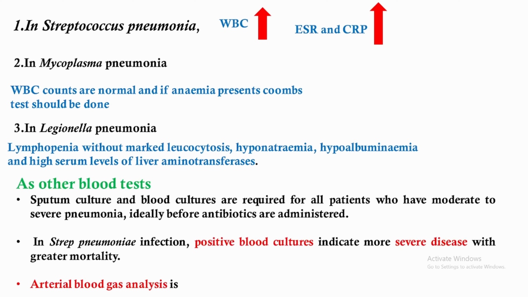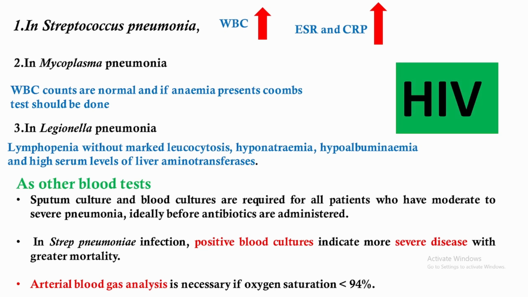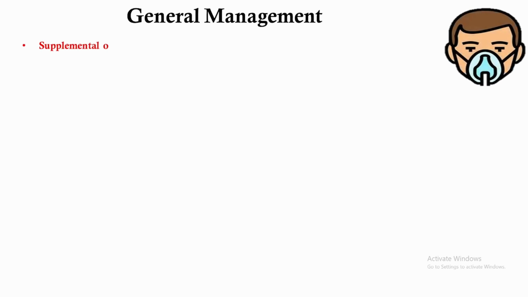Arterial blood gas analysis is necessary if oxygen saturation is below 94%. An HIV test should be offered to all patients with pneumonia, since it is a common initial presenting illness in previously undiagnosed HIV infection. Let's move to the general management aspects of pneumonia.